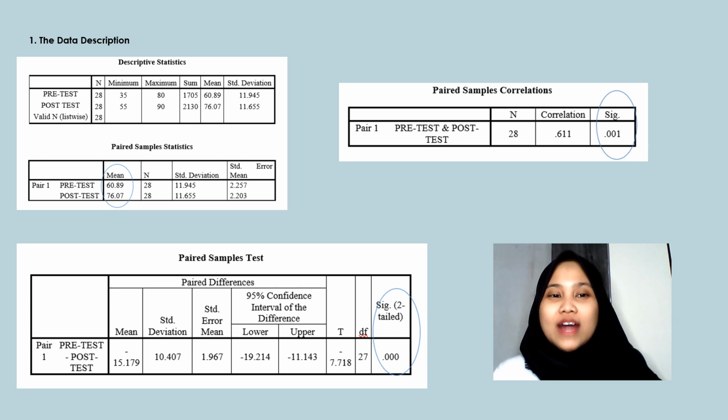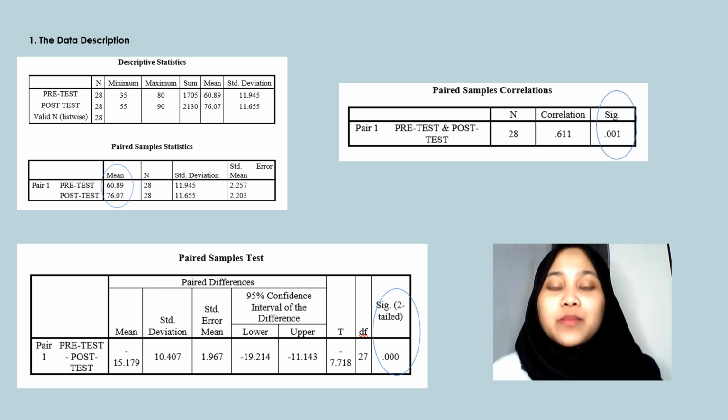Next is number 1, the data description. You can take a look in the picture that is descriptive statistics, pre-test and post-test. The number of students is 28, the minimum score in pre-test is 35, and the maximum score is 18. And in the post-test, the minimum score is 45, and the maximum is 19.